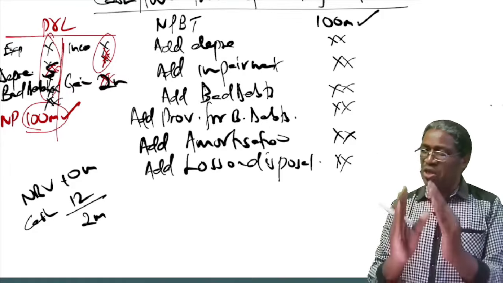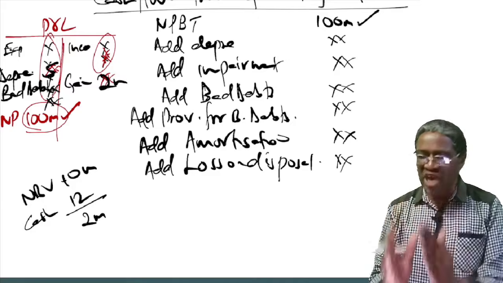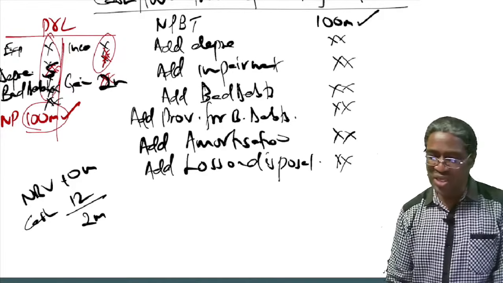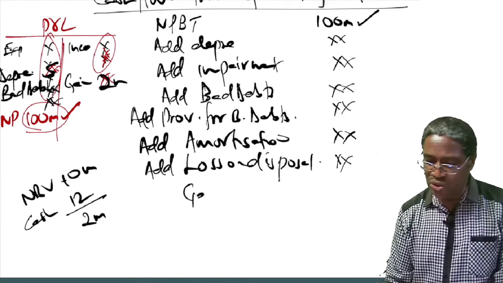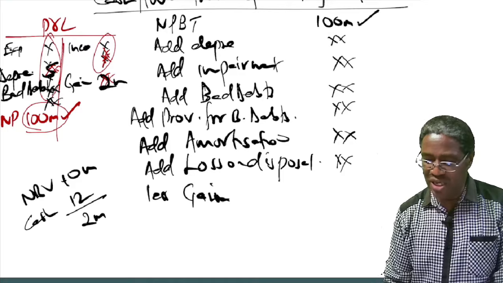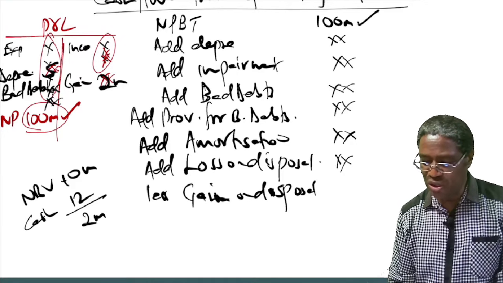Don't forget, we are trying to look for the true profit in the P&L account if everything in the P&L account was by cash. Good. So we are saying if it's a gain on disposal, you less. This is gain on disposal, you minus.